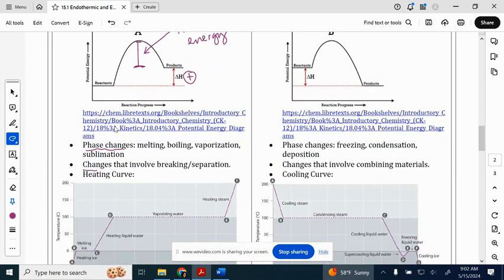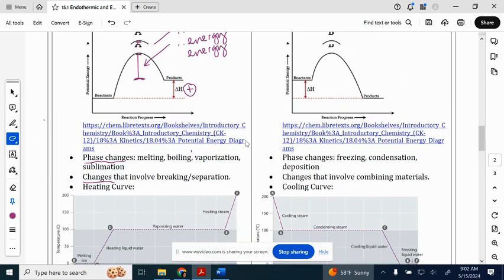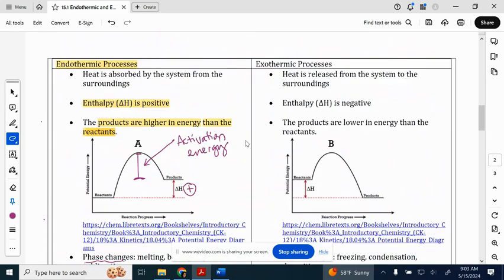Any changes that occur, why is that? Okay. Any changes that involve breaking or separating. So what do I mean by that? Let me see if I can find space to draw here. Up here. I'm going to just hijack some space up here. So if I have sodium chloride, for example, and I want to put that into water, a couple things have to happen. Okay. I've got my water molecules over here.